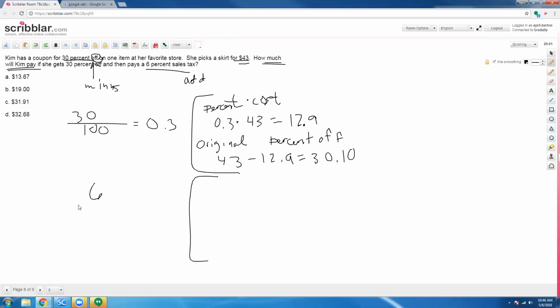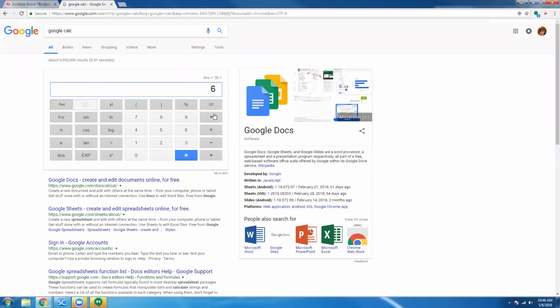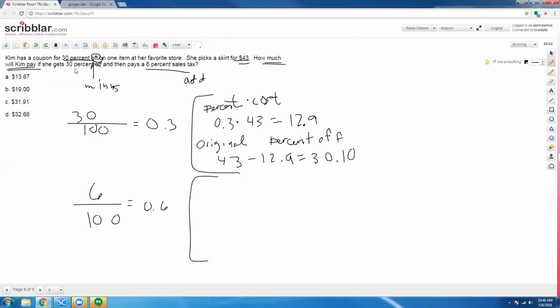We're going to do the 6 divided by 100. And this is going to show you exactly why I always just do divide by 100. A lot of people, when they try to just move the decimal, would say that this is going to be 0.6. But 6 divided by 100 is 0.06. That 0 is often left out, and it's going to throw off your problem.